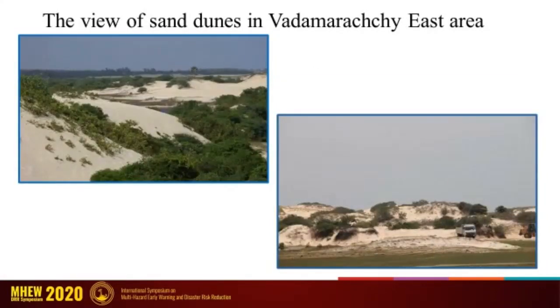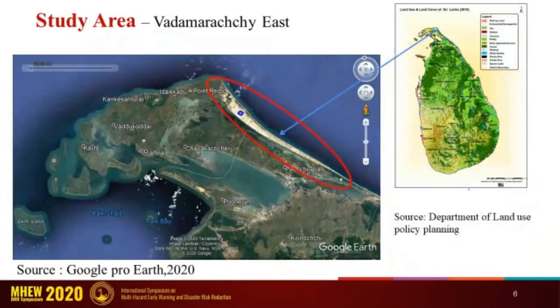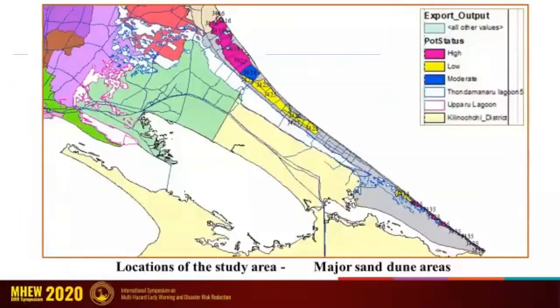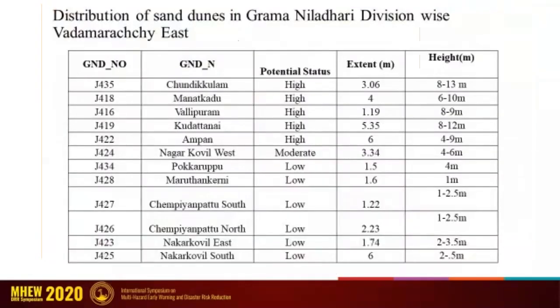This is the view of sand dunes in the Vadamarachi East area. This is a study area of Vadamarachi East. Basically, this area is sandy. It's so clearly showing. This is also a study area of the Vadamarachi East. It represents the sand distribution by Kiramalladari division wise. This table represents sand dunes distributed in the Kiramalladari divisions of the Vadamarachi East, the study area.